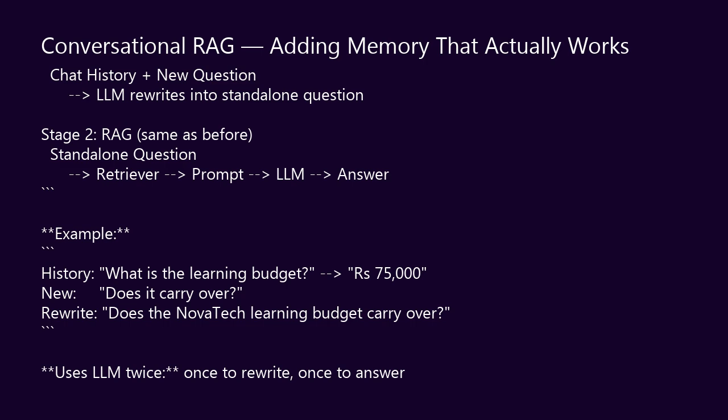Stage 2. Standard RAG. Now, we take the rewritten question and run our normal RAG pipeline. Search, retrieve, generate. The key insight is that we use the language model twice. Once to rewrite the question. Once to generate the answer. 2 calls, but the result is a chatbot that actually understands follow-ups. This is exactly how production chatbots handle multi-turn conversations. The pattern is called history-aware retrieval.